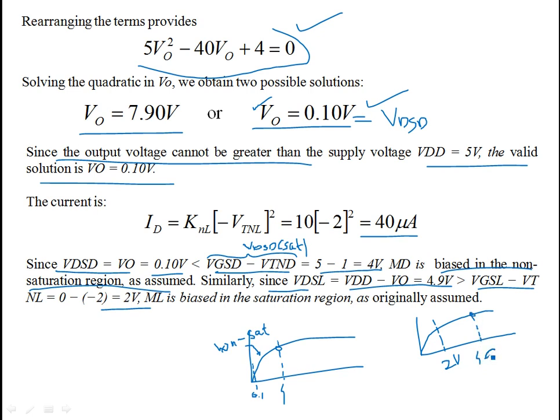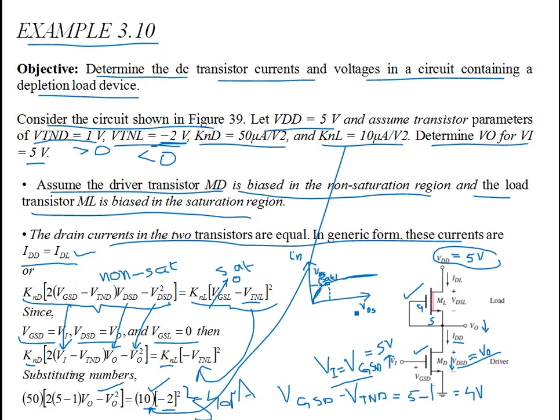Here the VDS is not V naught, this is VDSL. VDSL is greater than the transition point, the saturation point. That's why your upper transistor is in saturation and the lower transistor is biased in non-sat. So the upper transistor is biased in saturation, which is what we assumed before, and that's how we proceeded.